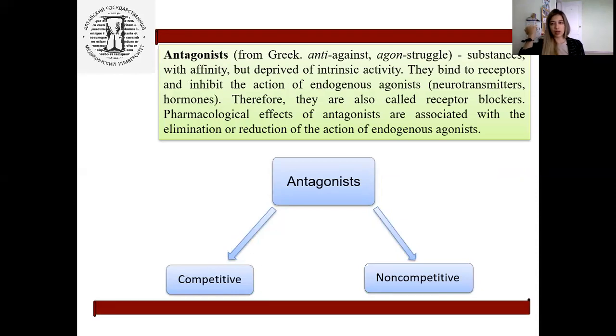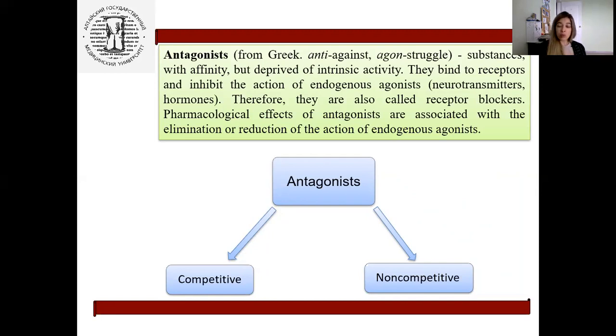What about antagonists now? Antagonists are substances with affinity, so they can bind, yes, but are deprived of intrinsic activity. So they do not stimulate. They only bind to receptors, and by this inhibit the action of endogenous agonists. Like it inhibits the effect of the key, it's like a stick which can break the lock of the door. Therefore, they are also called receptor blockers. Pharmacological effects of antagonists are associated with the elimination or reduction of the action of endogenous agonists. So we can sometimes stop the effect of our endogenous substances.